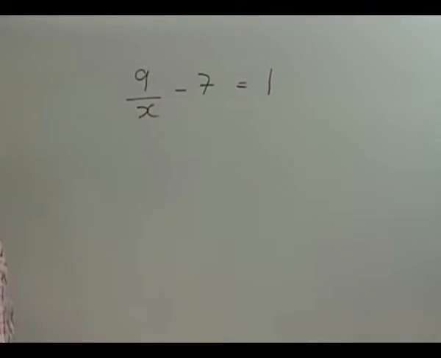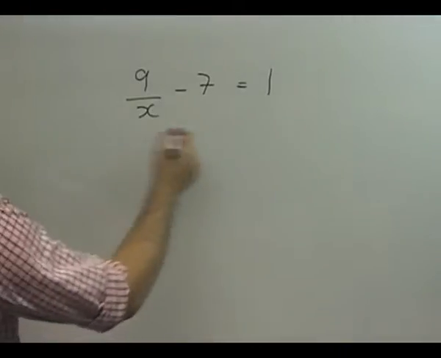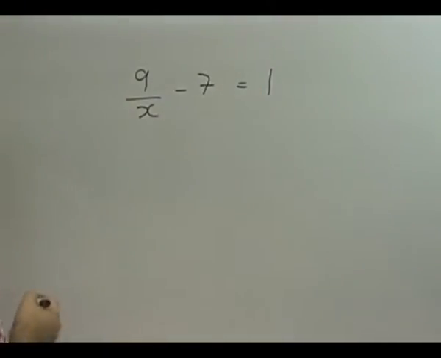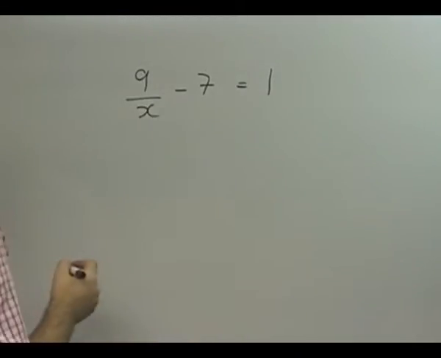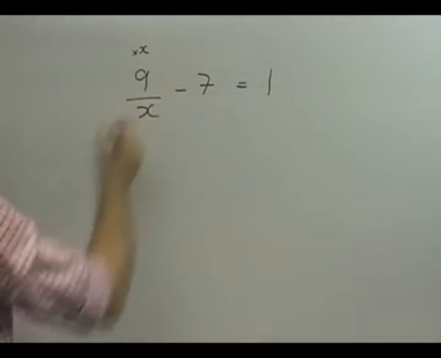In this example, what we've got is probably one of the most common mistakes that is made when we're dealing with more awkward linear equations. Here we've got x on the bottom. Now, to get rid of the x on the bottom, what we do is we multiply everything by x. So I write multiply by x.